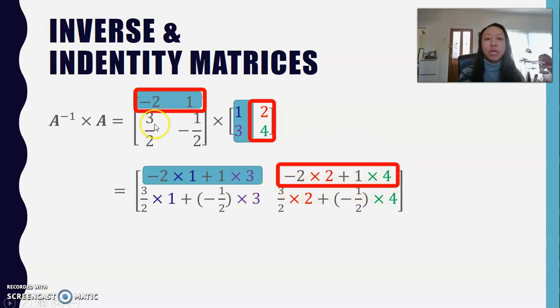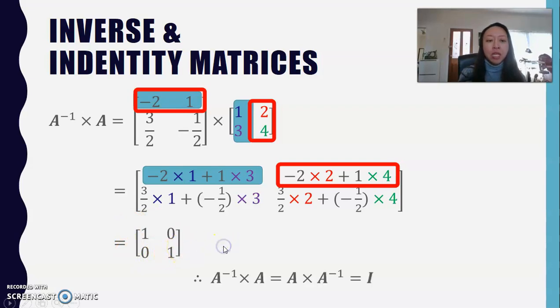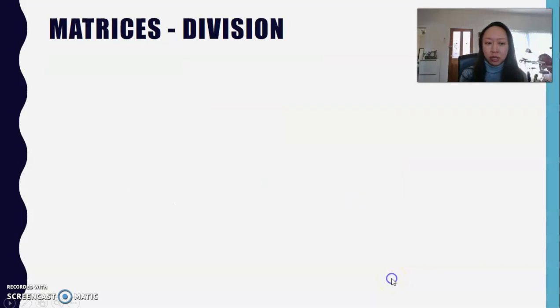And if we keep going for the next two, row 2, column 1 will be written here. And the value of row 2, column 2 will be written here. So by simplifying them, it gives us 1 0 0 1. So what does that tell you? That this is actually an identity matrix. So this shows us that if we multiply a matrix with its inverse, or an inverse matrix with a matrix, we will always get an identity matrix.